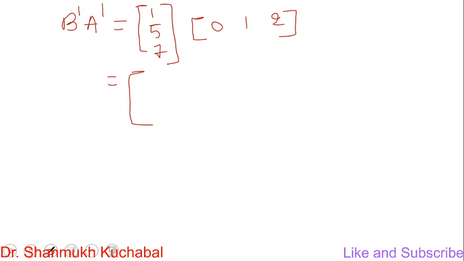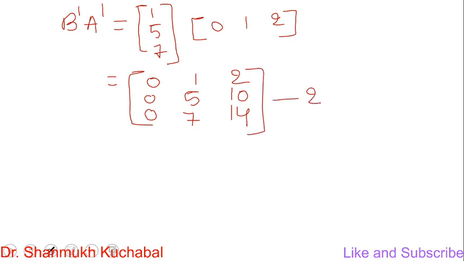So 1 into 0, 0, 1 into 1, 1, 1 into 2, 2 we get. Next 5 is multiplied with every element: 5 into 0, 0, 5 into 1, 5, 5 into 2, 10. Next 7 is multiplied with the row: 7 into 0, 0, 7 into 1, 7, 7 into 2, 14. So I call it equation 2.